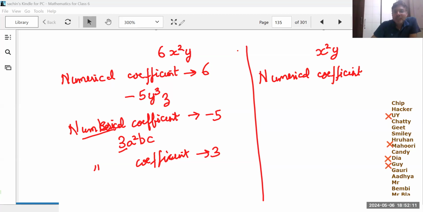So let me tell you, beta, when nothing is written, if only x is written, how many x are there? 1 x. If nothing is written, it means it is getting multiplied by 1. So the answer is 1. If nothing is written, my numerical coefficient is 1. Everyone understood this? Yes, sir.